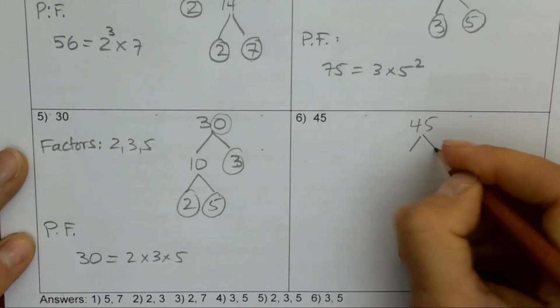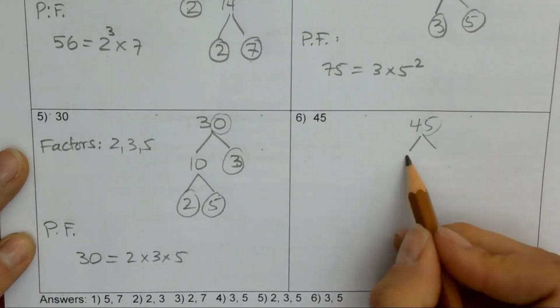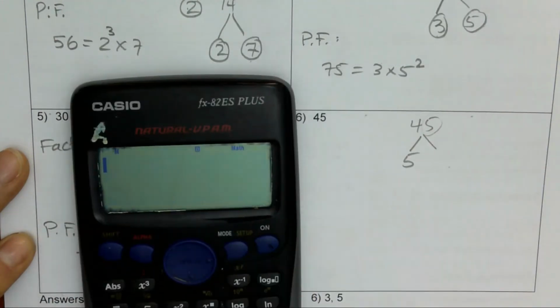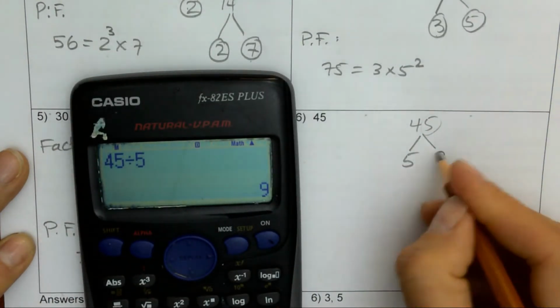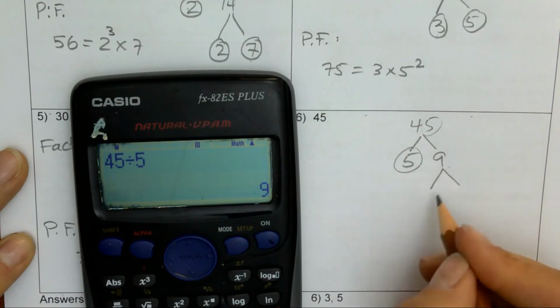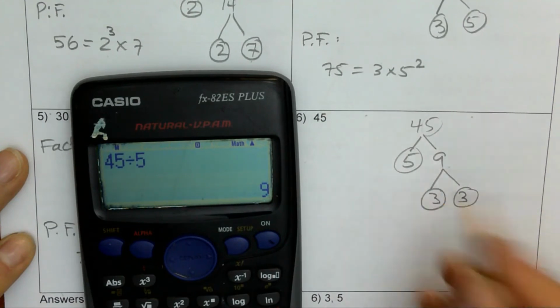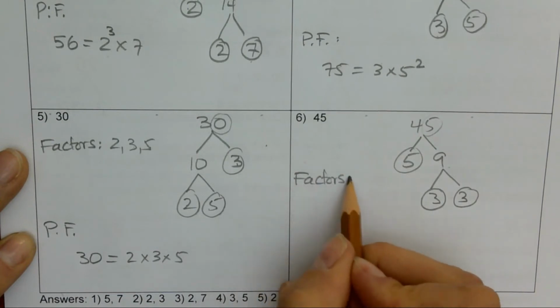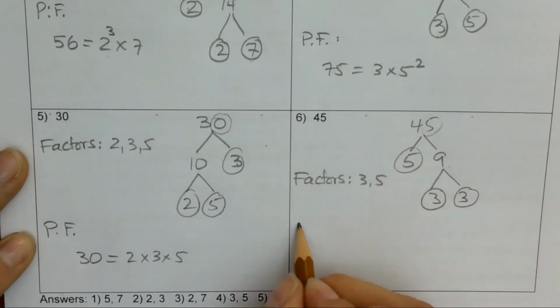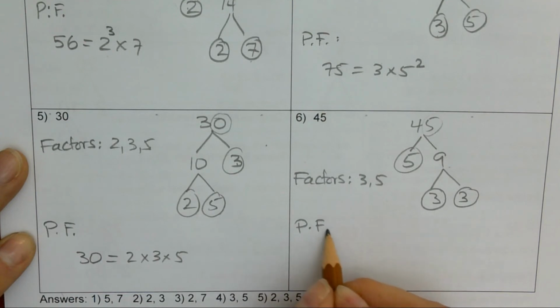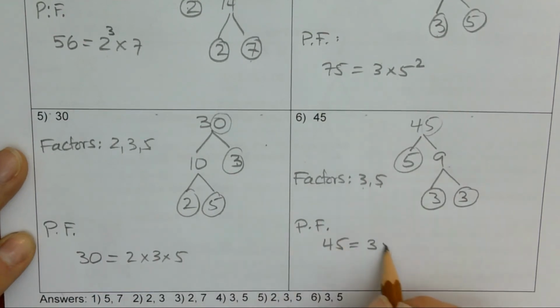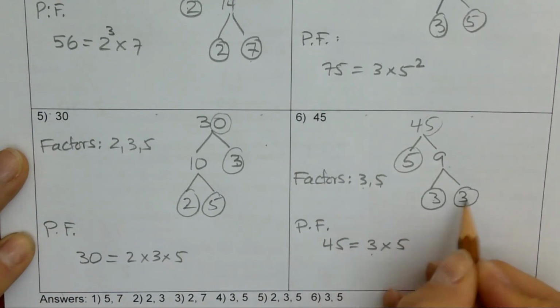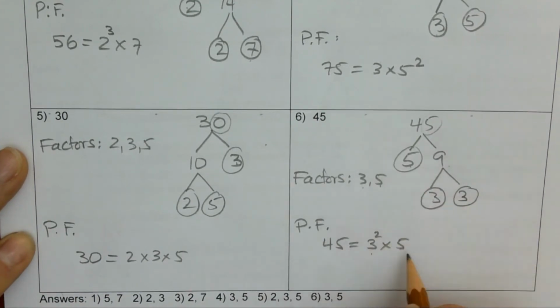45. Ends in a 5, so I know it's 5 times something. 45 divided by 5 is 9. 9 is 3 times 3, and I can't make those smaller. So my factors are 3 and 5, and my prime factorization is 45 equals 3 times 5. How many 3's? 2 of them. How many 5's? 1. Okay.